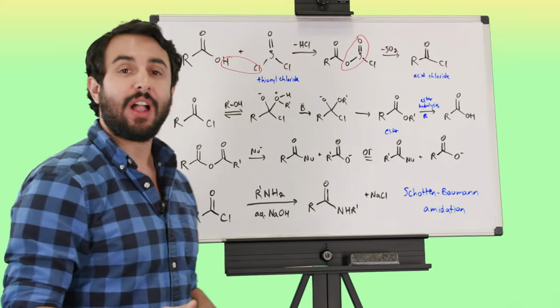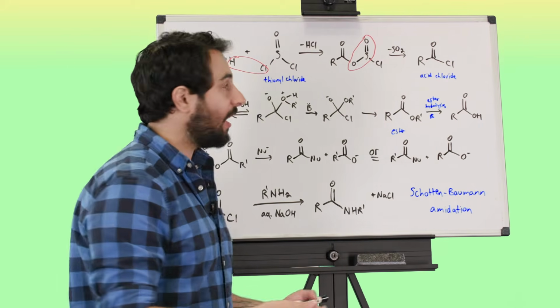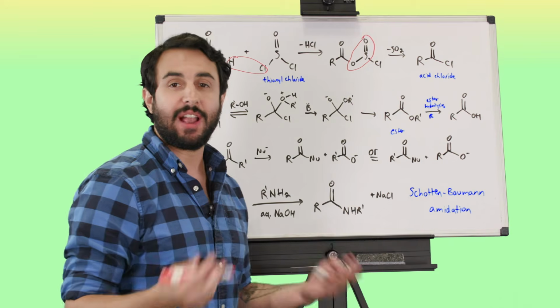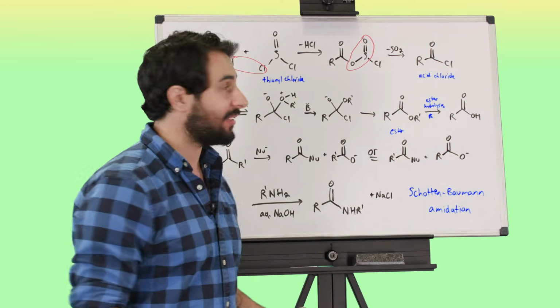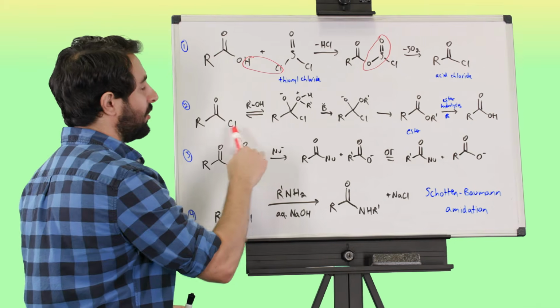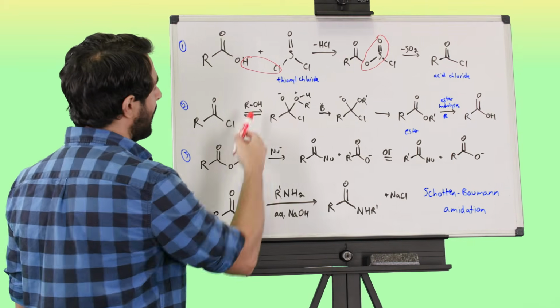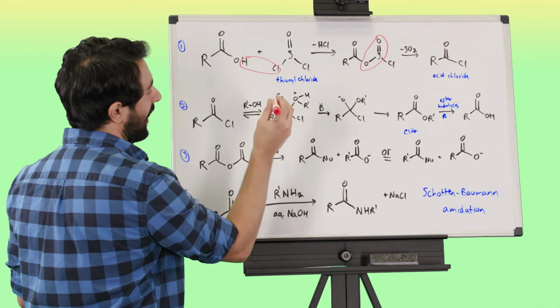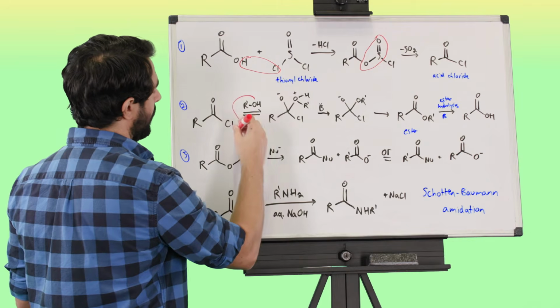So an acid chloride is a more activated compound. These are great. From acid chlorides, we can do a lot of different things. With an acid chloride, one thing we can do, this is a lot more susceptible to nucleophilic attack. So we can have an alcohol attack. Let's have that go ahead and attack here.